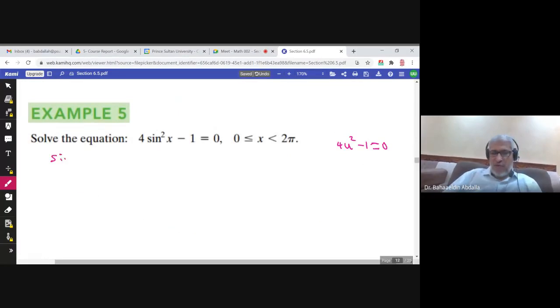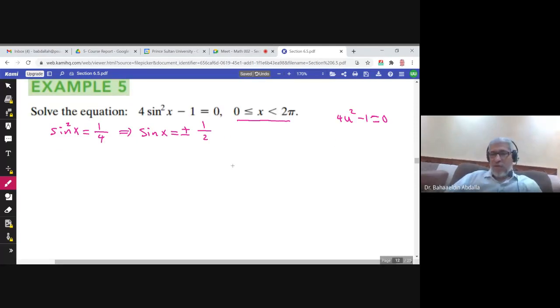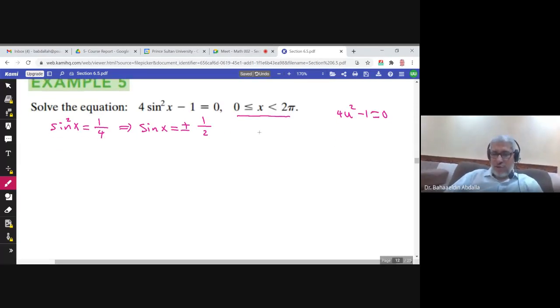If you solve it for sine square x, 1 would be taken to the other side, divided by 4. So you will have 1 over 4. And now using the square root property, sine x would be plus or minus the square root of 1 over 4, which is half. So I have two equations: sine x is half or sine x is negative half. And the question, what are the solutions of this equation in the first revolution?